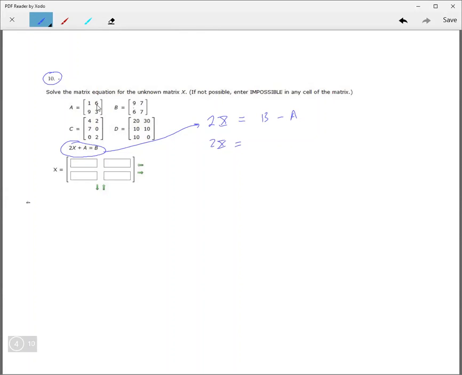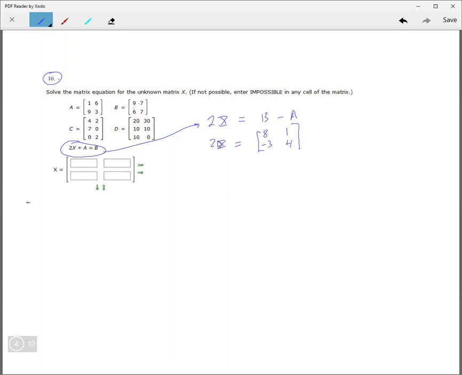And here's B, here's A. So let's see, B minus A would be, they're the same size, so that means we can do that. Okay, so B minus A, so it would be this matrix minus that matrix. 9 minus 1 is 8. 7 minus 6 is 1. 6 minus 9 is -3. And 7 minus 3 is 4. So those are going to be the entries right there.